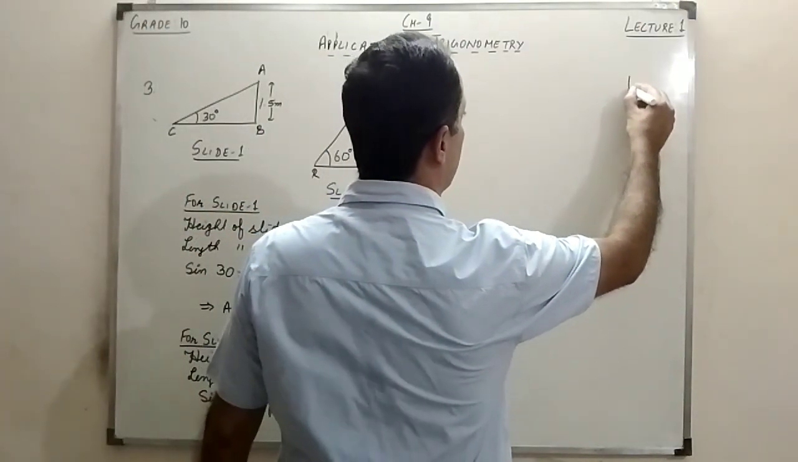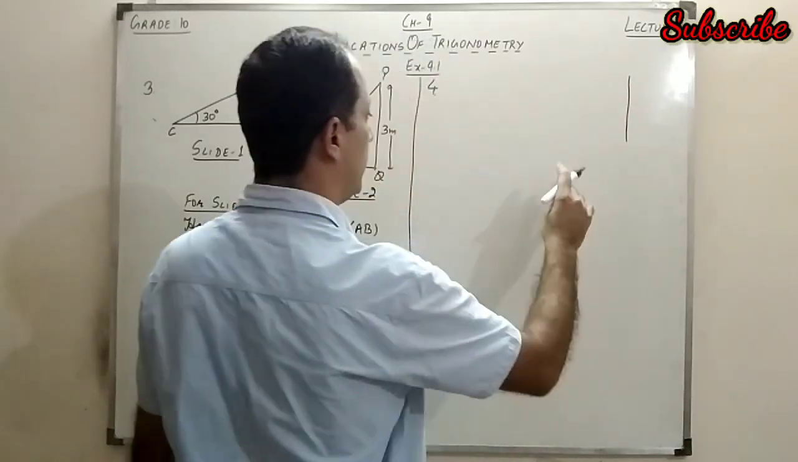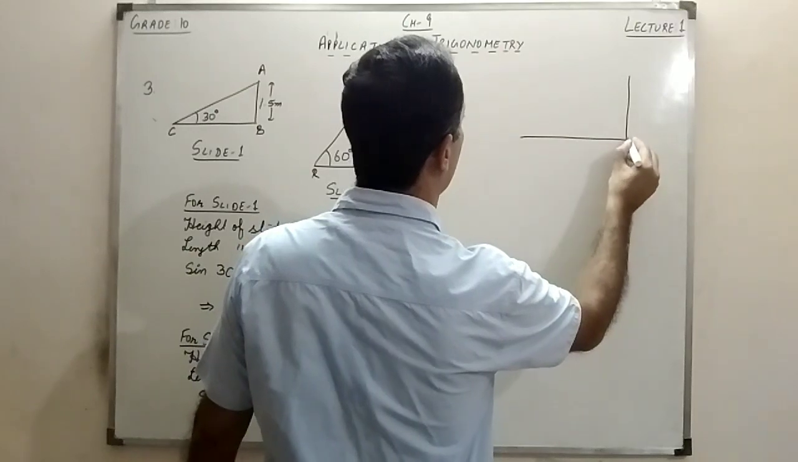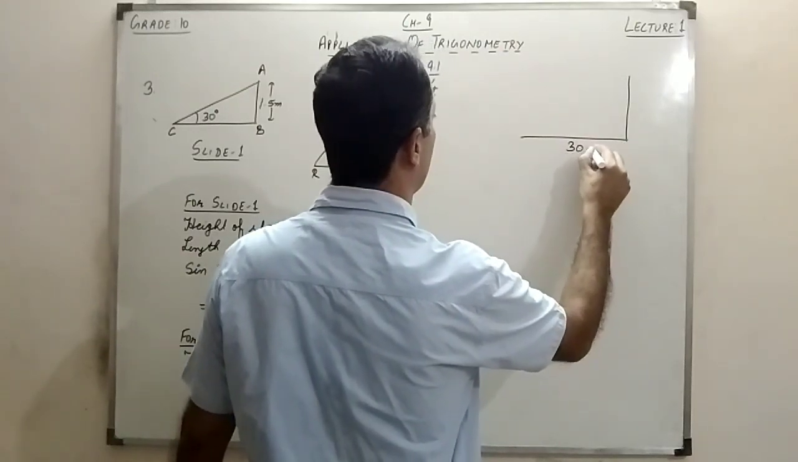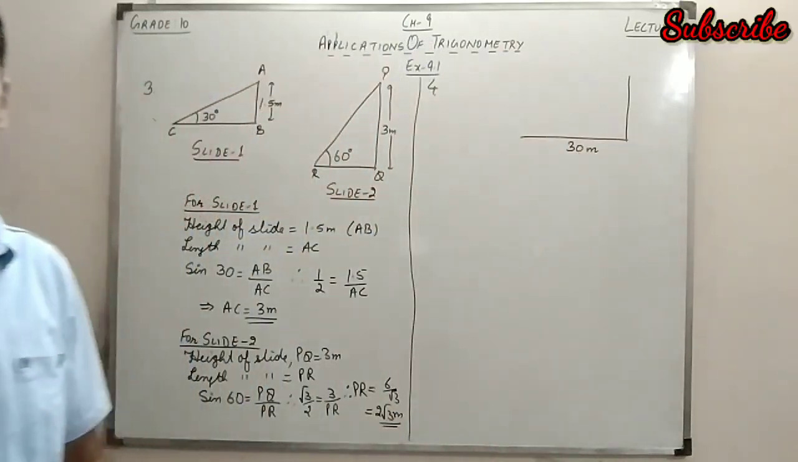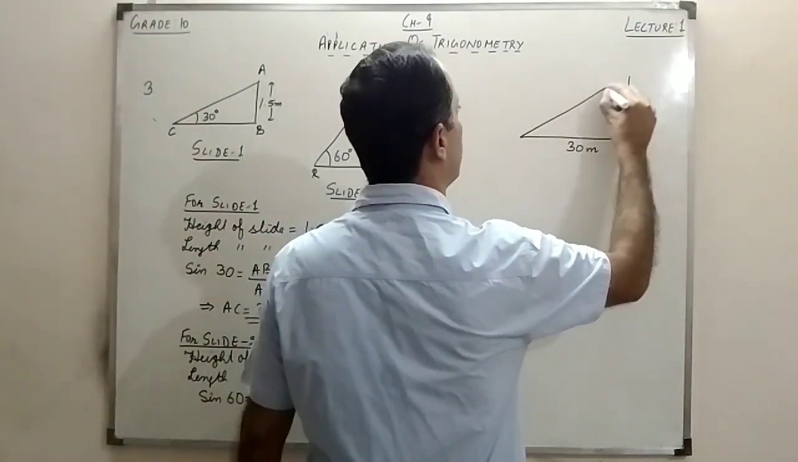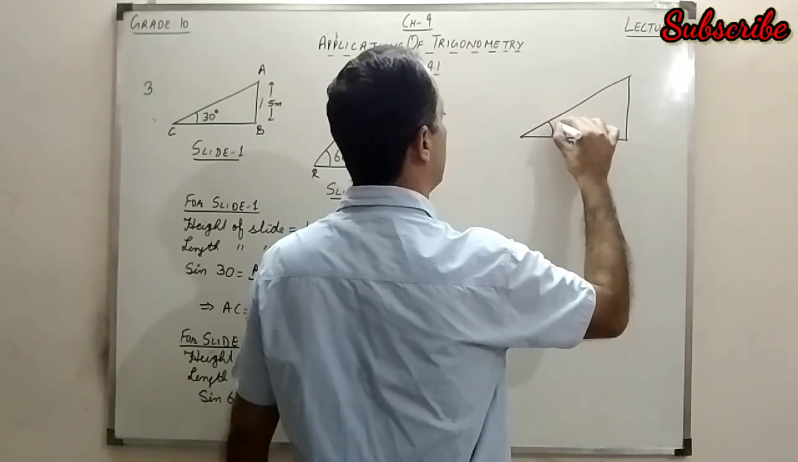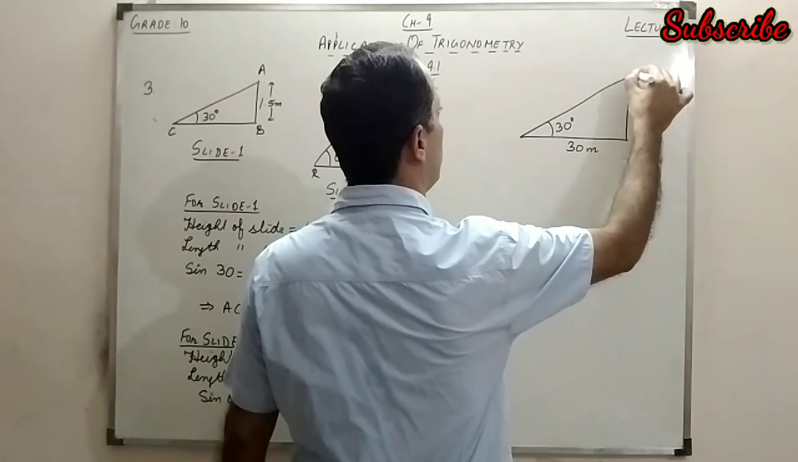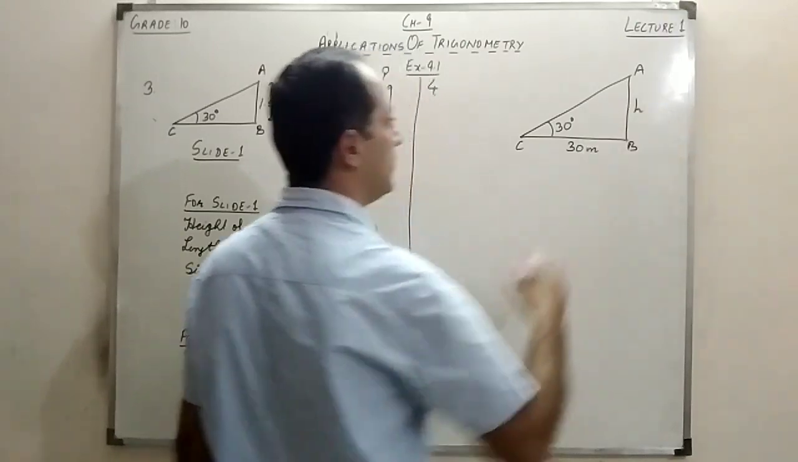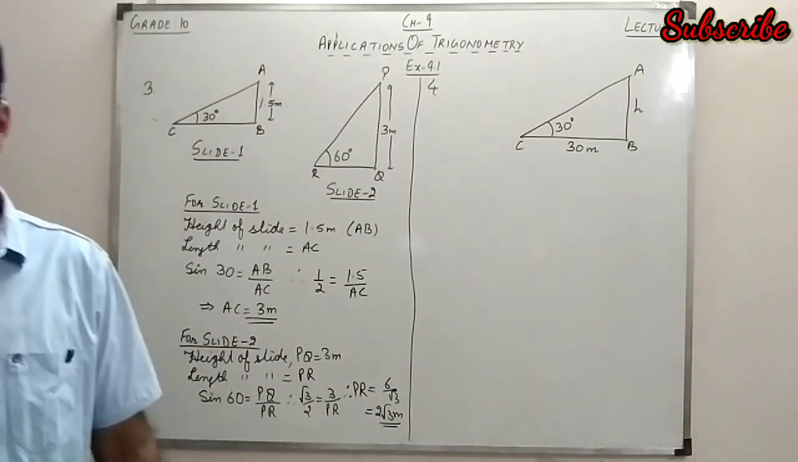Now what is given? There is a tower. Now there is a point 30 meters away from this tower, and from that point, the angle of elevation is given as 30 degrees. What we need to find is the height of the tower. So we suppose it as h.